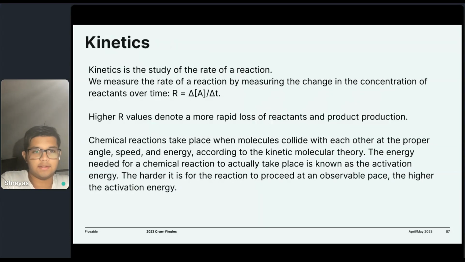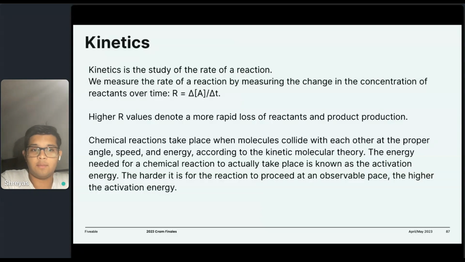Our next topic is kinetics. We did touch upon kinetics a little bit beforehand. Kinetics is the study of the rate of a reaction. We measure the rate of the reaction by measuring the change in the concentration of reactants over time. The formula is R equals delta concentration of A over delta t.